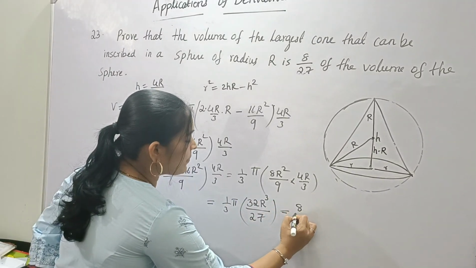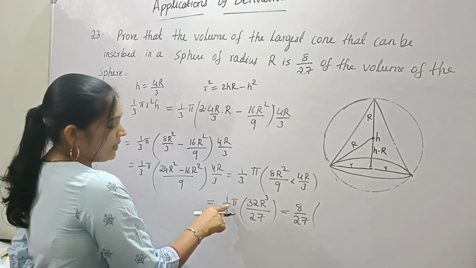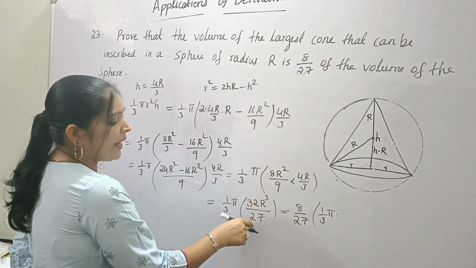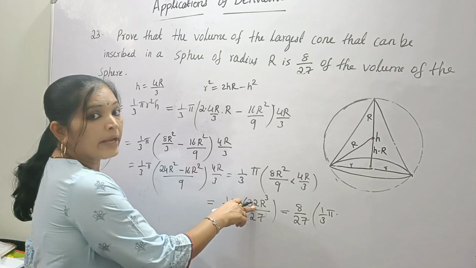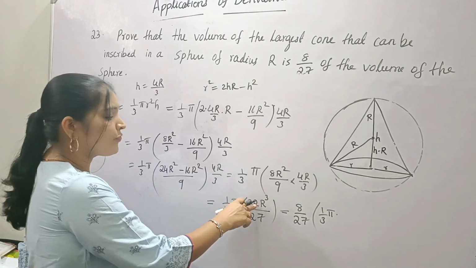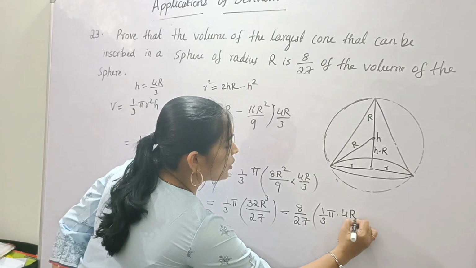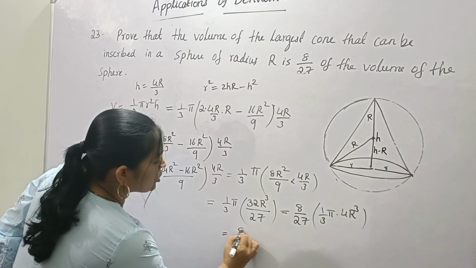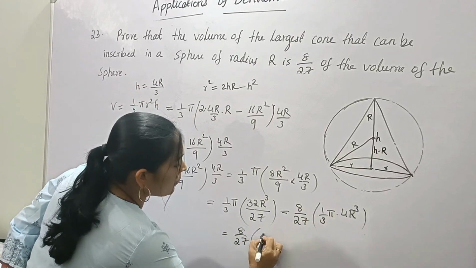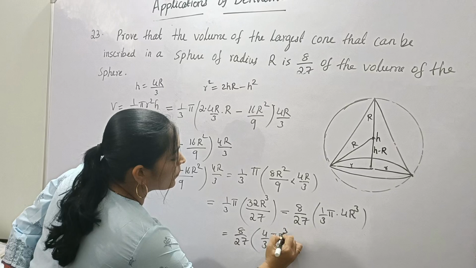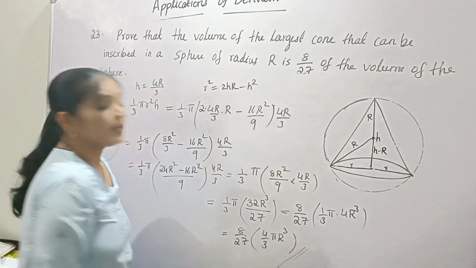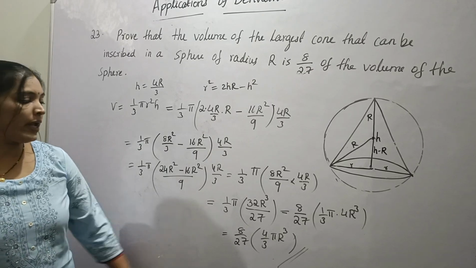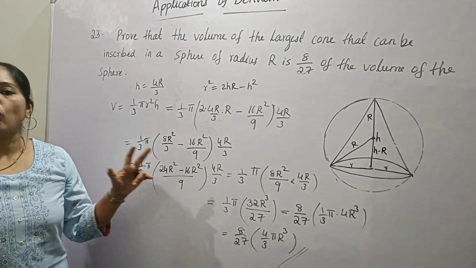So here 8/27, then 1/3 π into, we have taken 8/27, so here remaining 8 4s are 32, so 4r³, 27 already taken outside. So here, see, 8/27, 4/3 π r³. See, what is 4/3 π r³? That is nothing but the volume of the sphere when r is the radius of the sphere. Okay, 4/3 π r³ is the volume of the sphere.